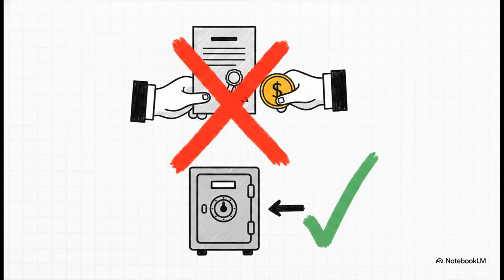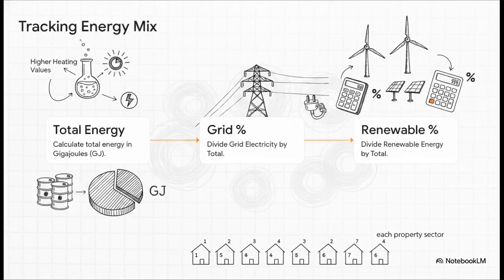For any renewable electricity generated on-site or purchased through an agreement, those RECs must be retained and retired on behalf of your entity. If you don't do that, you're double counting. So let's look at the math to see how this bills out. To track your mix, first calculate your total energy consumed in gigajoules. Make sure you use higher heating values to standardize any fuels you're using. Then simply divide your grid electricity by that total. Finally, divide your valid REC-backed renewable energy by the total. You just apply these conversion factors consistently and report the percentages separately for each property sector in your portfolio.